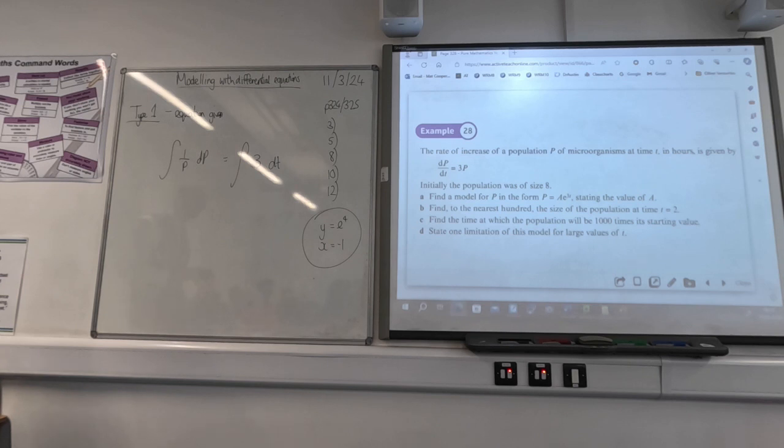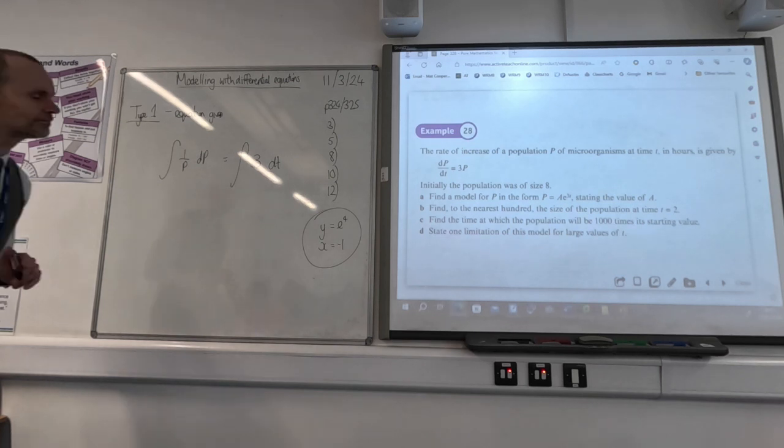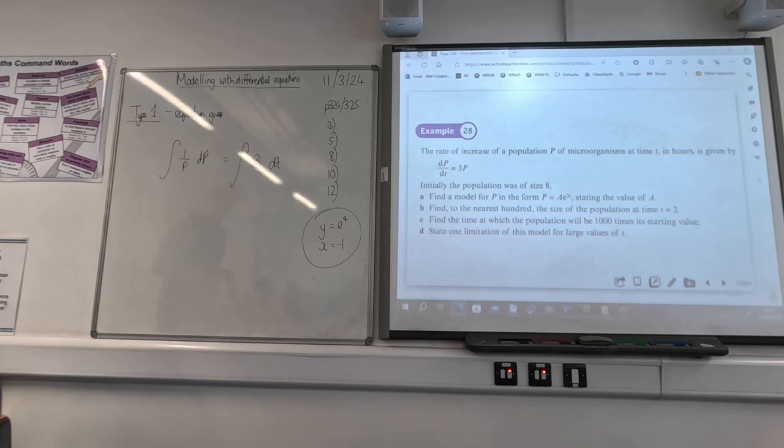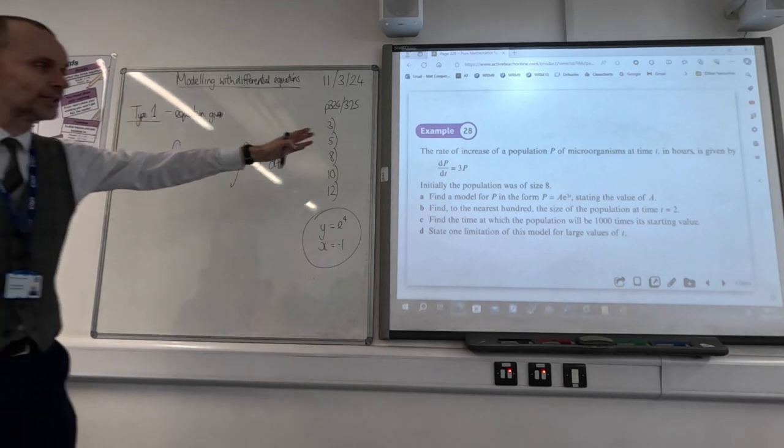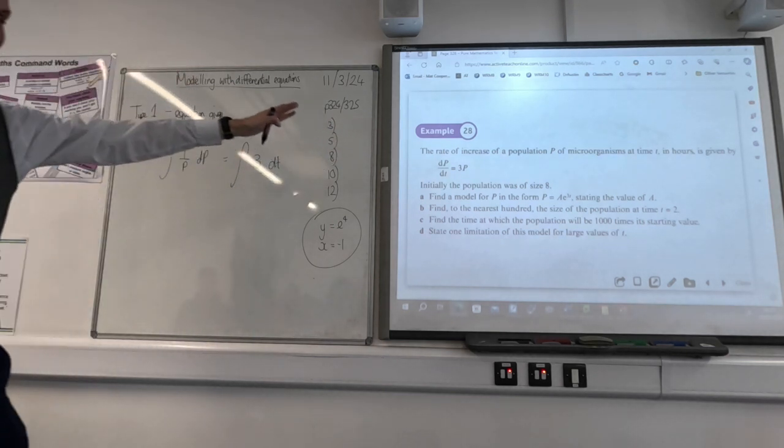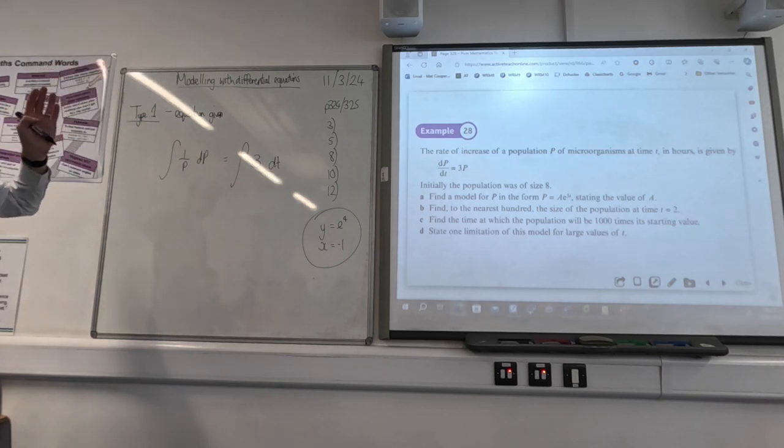which means p is positive. Actually, it doesn't tell us that. It says the rate of increase, so I guess p could be negative, in which case it would be a decrease. So we were given a differential equation. Notice there's no mention of differential equations in the question, so we had to recognise it as such. And solving it means undoing the differentiation.